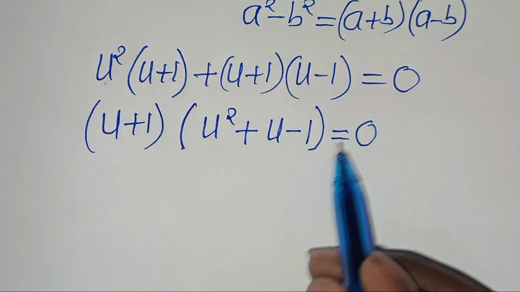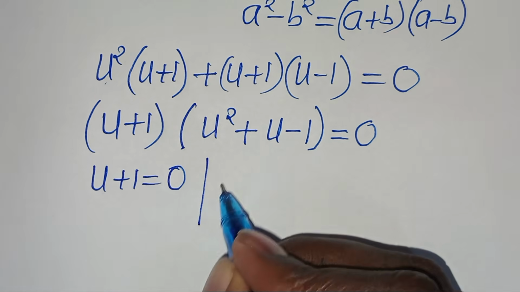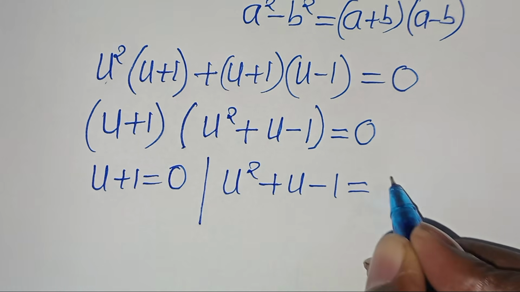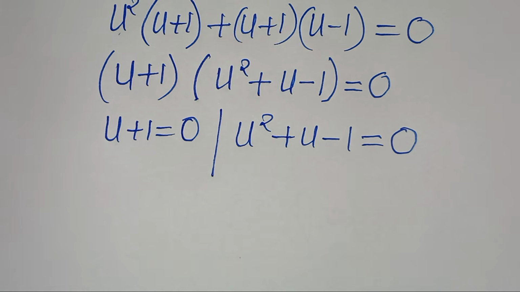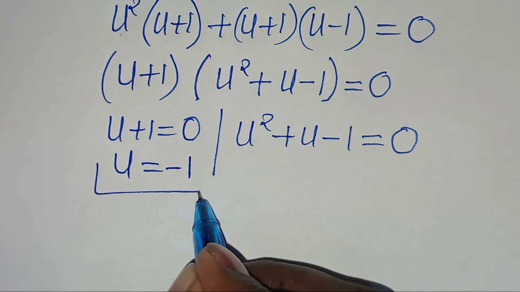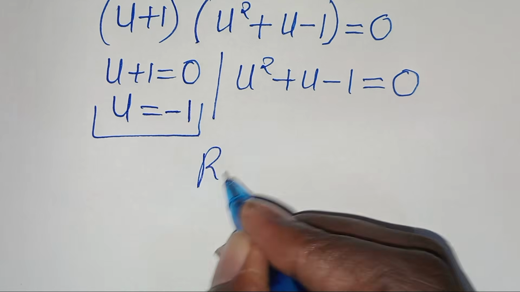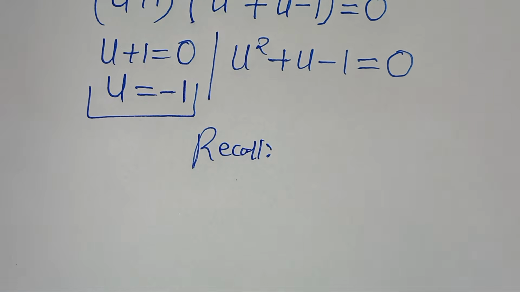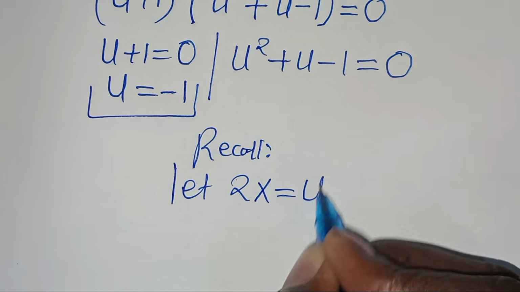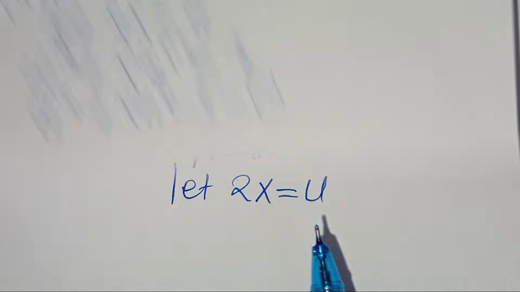We have got two parts here. We have u plus 1, this is equal to 0. Then we have u to the power of 2 plus u subtract 1, this is equal to 0. From the first part here, we have u is equal to negative 1. And if you recall, we insist that we let 2x be equal to u.